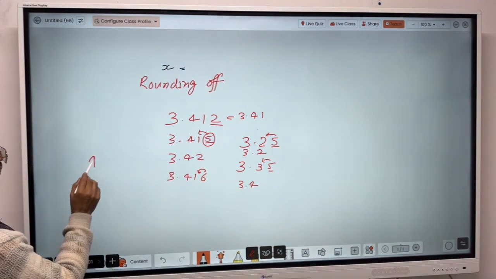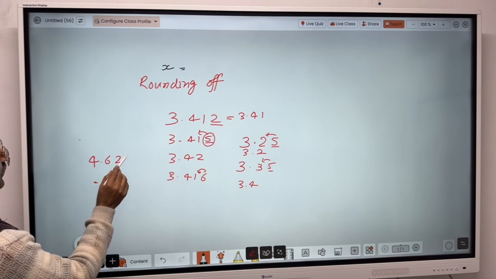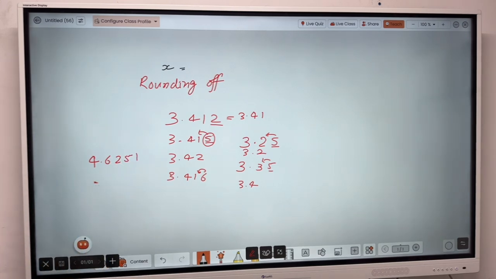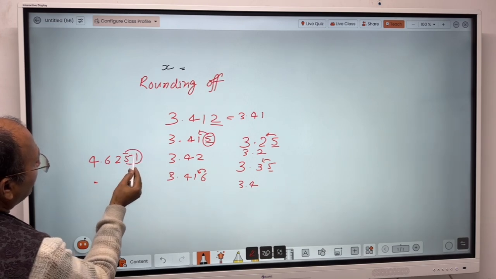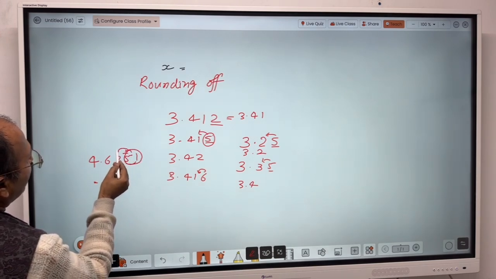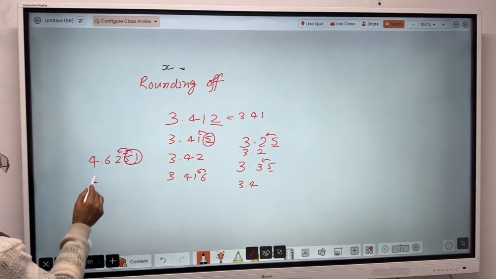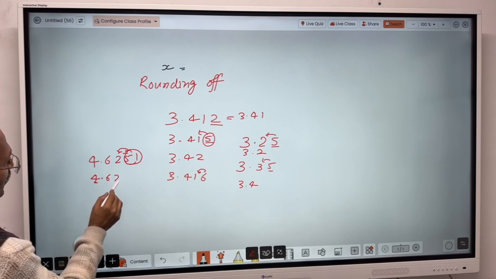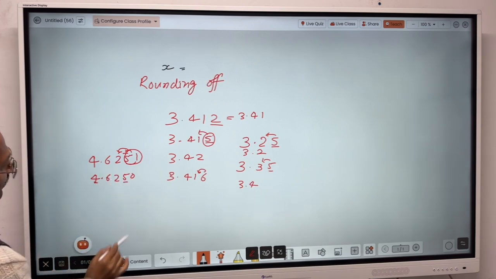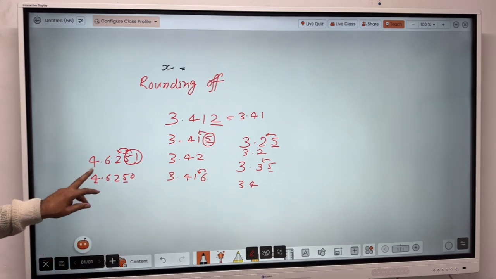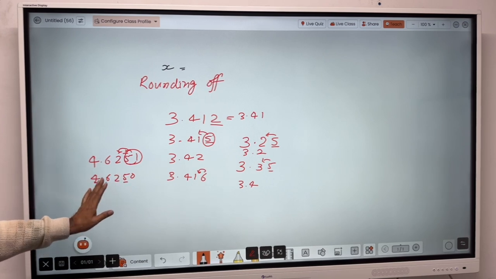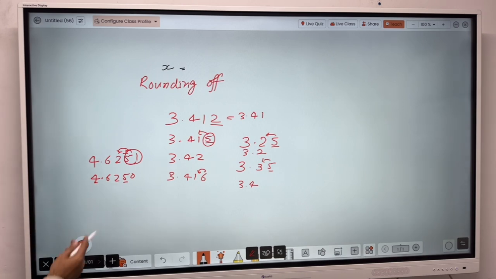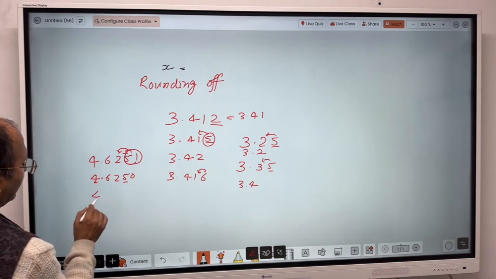Suppose it is 4.6251, here there is no problem. If you want to remove 5, since there is another number here, so this is 51, definitely it will make an increase. But if it is 4.6250, just 5, then you have to apply this rule that if the previous number is even, in that case there is no increment. But if the previous number is odd, in that case you have to increase it by 1.